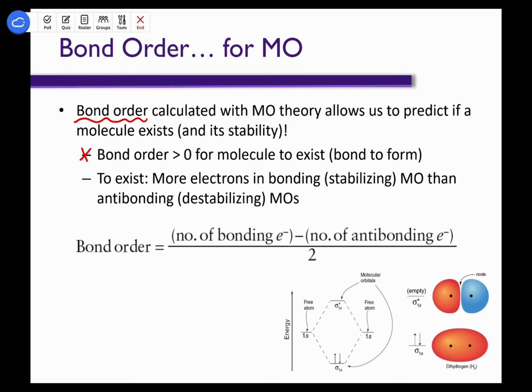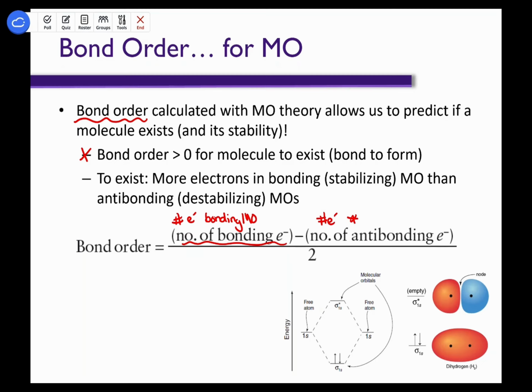So nice simple formula. You can derive it yourself. Bond order is simply the number of bonding electrons, so electrons that are in bonding molecular orbitals, compared to finding the difference between the number of electrons in antibonding orbitals. We want to find out the difference. Is there a net pull holding these two atoms together, or is there a net push pushing these atoms apart?